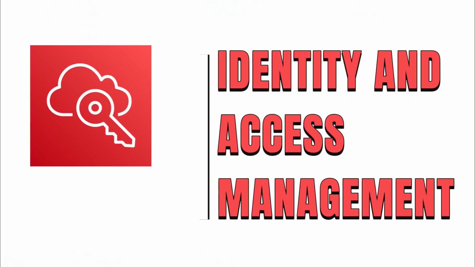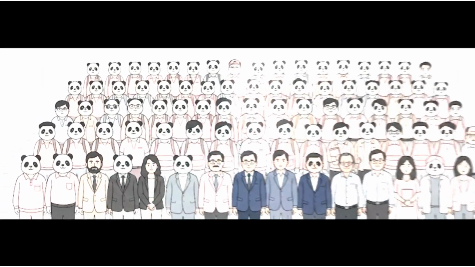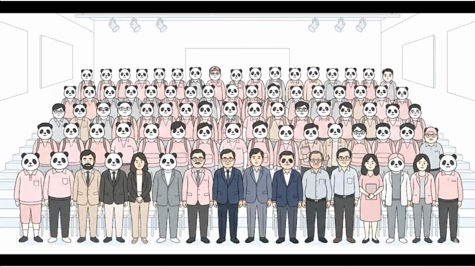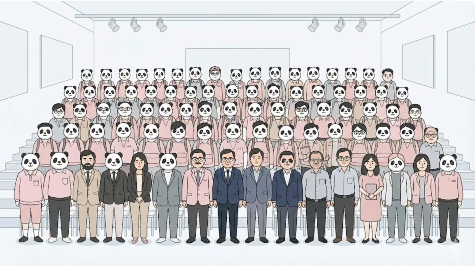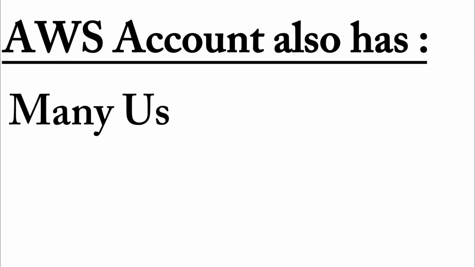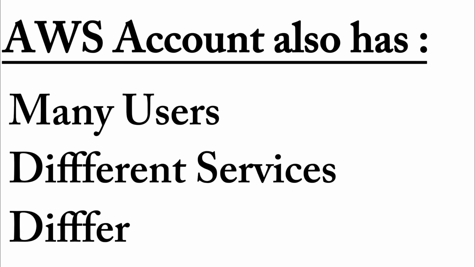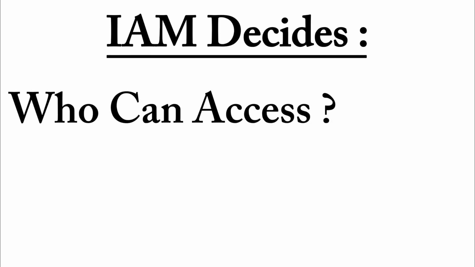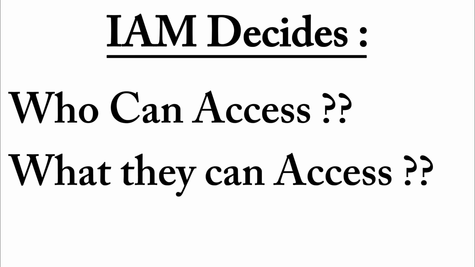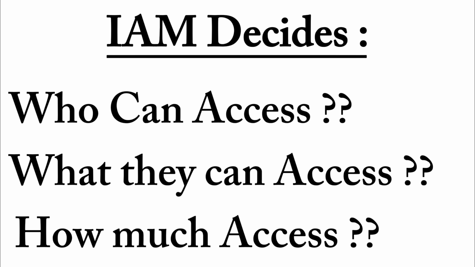IAM stands for Identity and Access Management. It is the security department of your AWS account. Just like a college has thousands of people, different roles, and different access levels, an AWS account also has many users, different services, and different permissions. IAM decides who can access AWS, what they can access, and how much access they get.